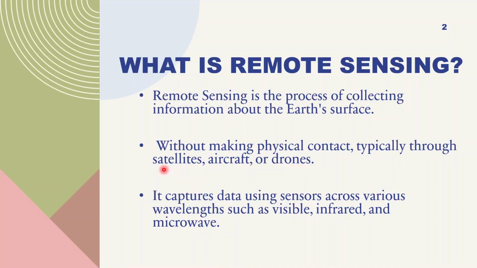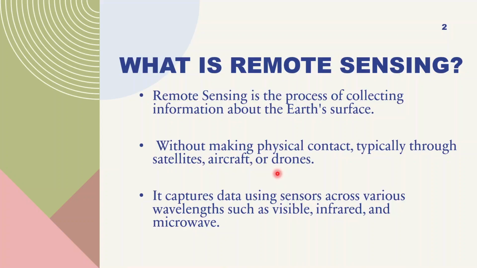We can do this in a number of ways, like satellites. Examples of satellites include Landsat and Sentinel, and we have others. Aircraft too: you can fly an aircraft and then access the information, and you can use drones. Those are some of the ways you can access it.